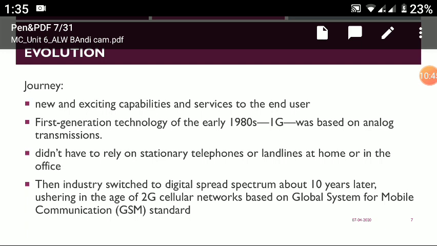Then the industry switched to digital spread spectrum about 10 years later, around 2005-6, when most of the technical companies came to implement their digital equipment for the second generation, third generation, and then the Global System for Mobile, GSM.